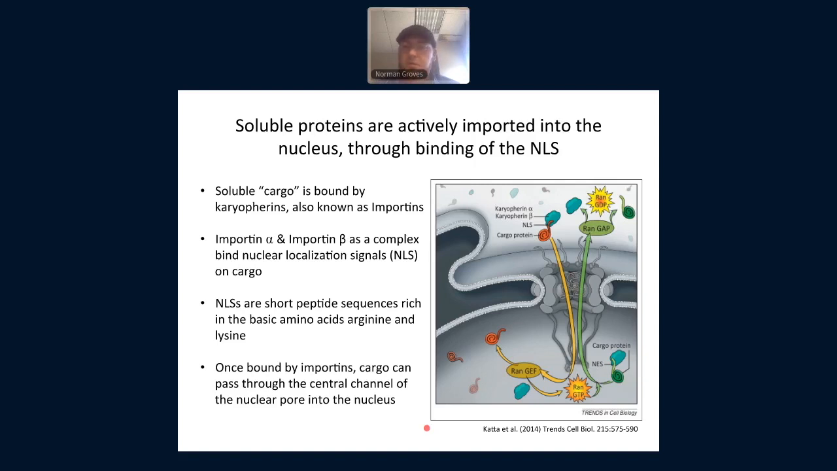So to start with, we wanted to look back at how proteins are trafficked both on the membrane and outside the membrane to the nucleus. And so in the case of soluble cargo, cargo is actively imported into the nucleus through the nuclear pore complex, through the binding of cargo by karyopherins, alpha and beta, shown here. And these bind nuclear localization signals, which are short peptide sequences rich in arginine and lysine. Once the cargo is bound by importins, it passes through the pore to the nucleus, at which point the importins dissociate from the cargo.